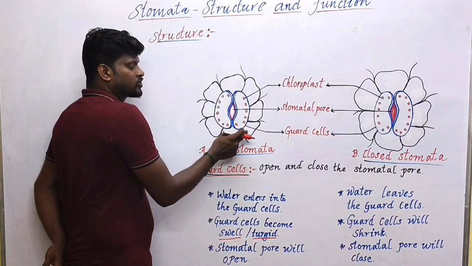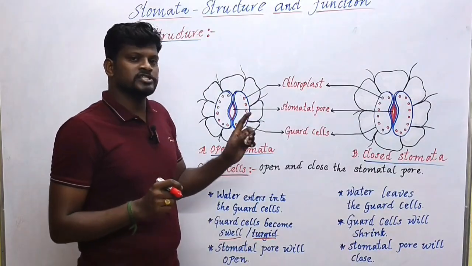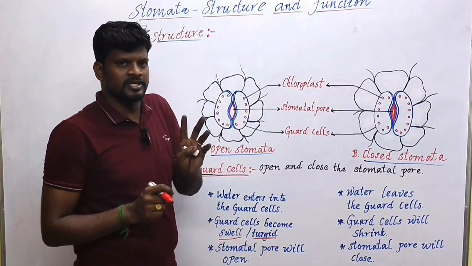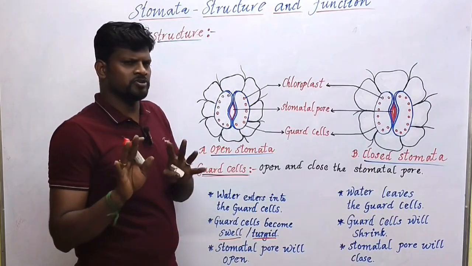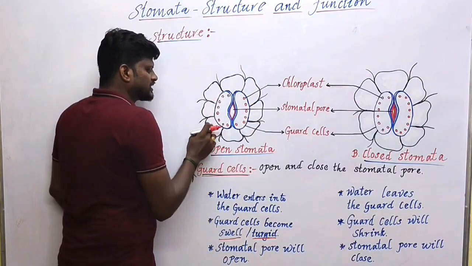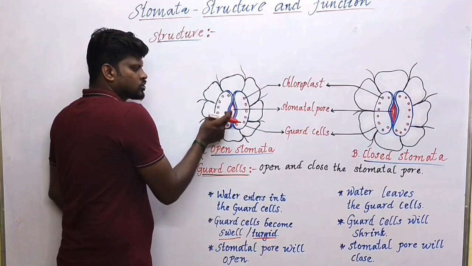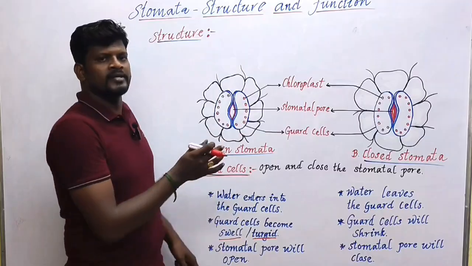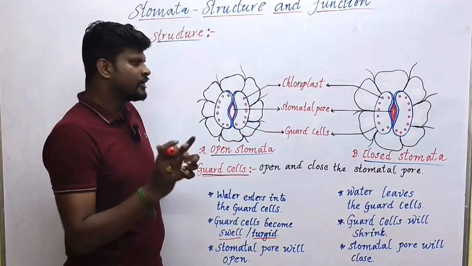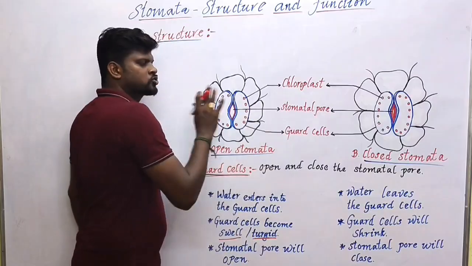These are called subsidiary cells. This terminology is not given in the 10th NCERT textbook, so you will study this in the 11th and 12th. Just for your knowledge, I am telling you. Subsidiary cells, guard cells and stomatal pore, all together are called the stomatal apparatus. Right? So here I have given two diagrams of stomata.